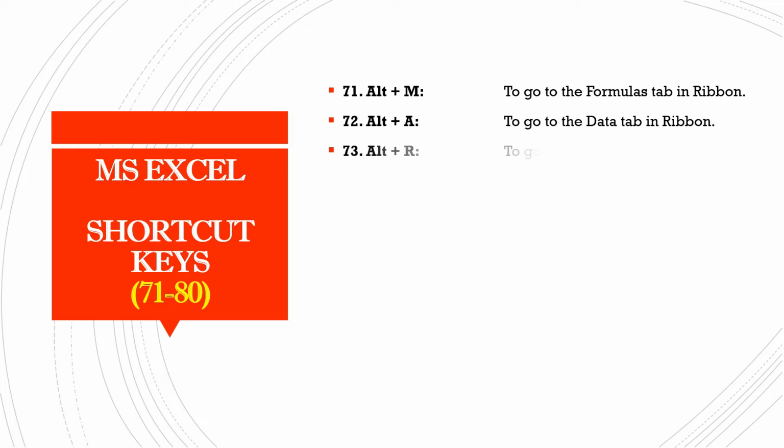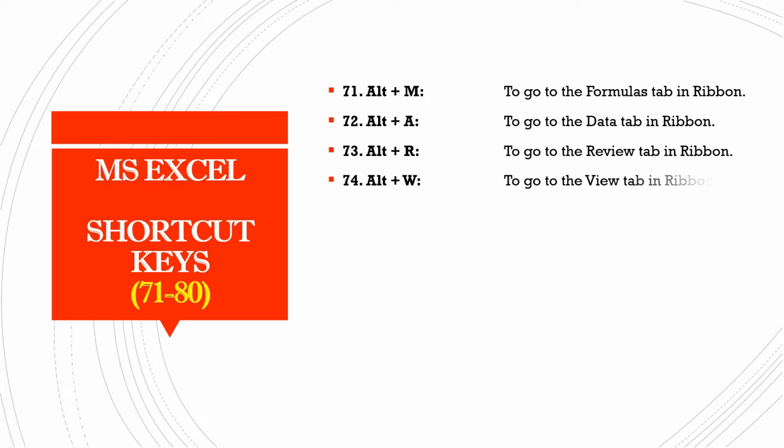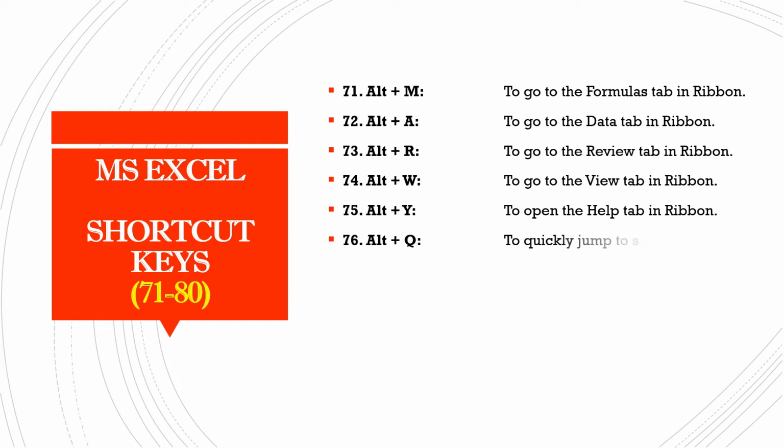Another shortcut key Alt plus R is used to go to the Review tab in ribbon. Another key is Alt plus W which is used to go to the View tab in ribbon. Alt plus Y is used to open the Help tab in ribbon. Alt plus Q is used to quickly jump to search. Alt plus Enter is used to start a new line in a current cell.